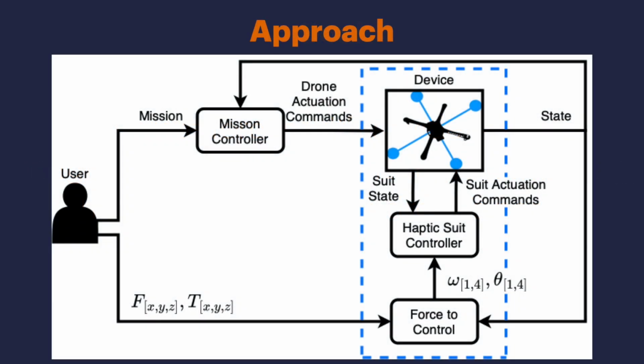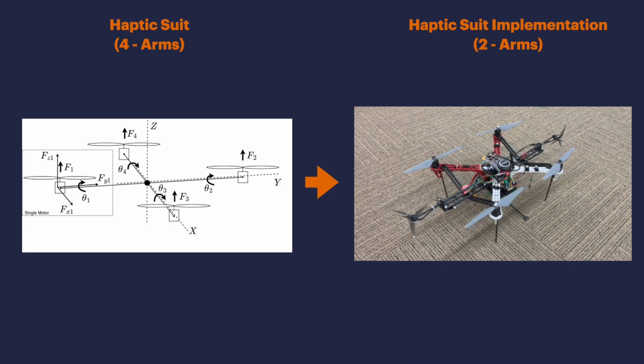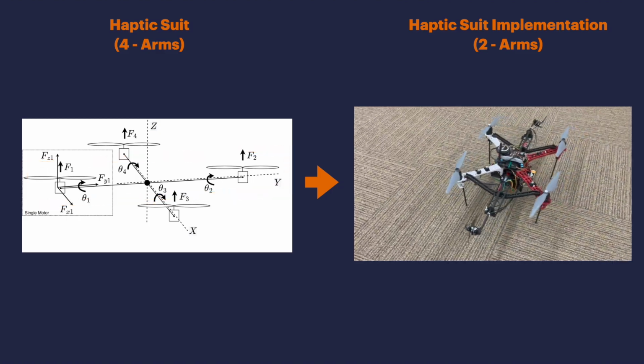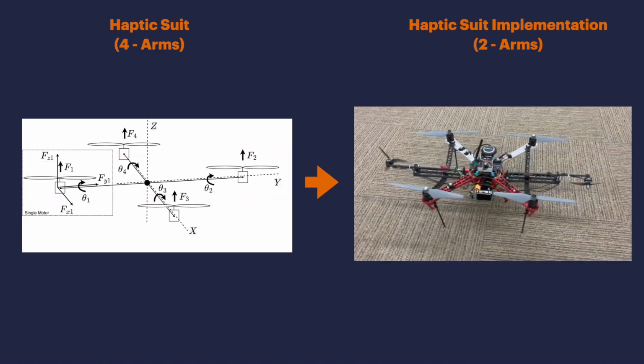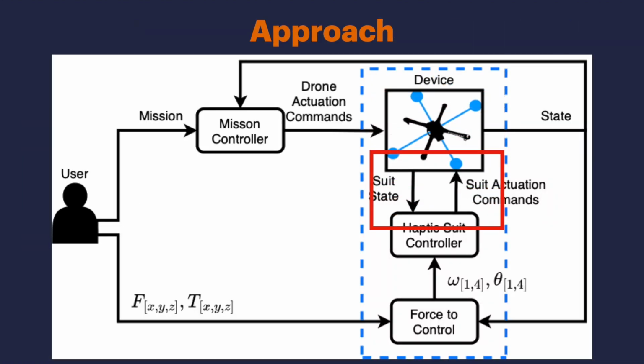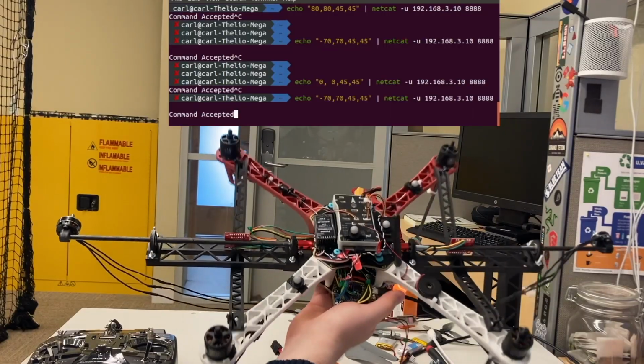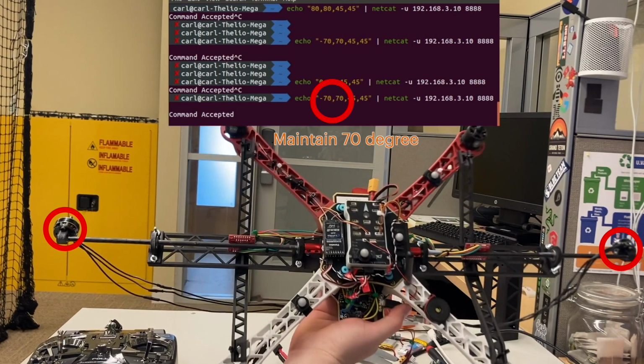Our approach works as follows. We attach a device to the drone known as a haptic suit. This suit is general and can be applied to a variety of drones. A controller module controls the motor angle and speed. Each arm can rotate independently, and they can maintain a set angle regardless of the drone's pose.